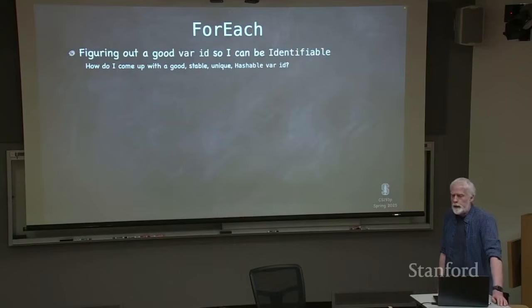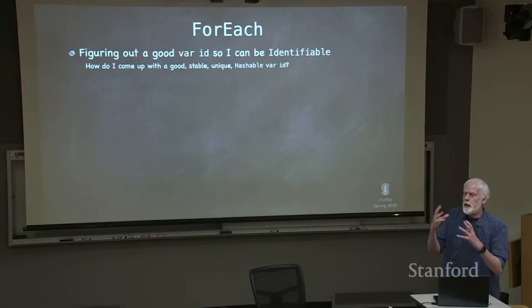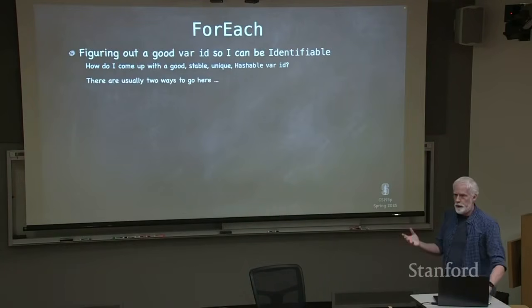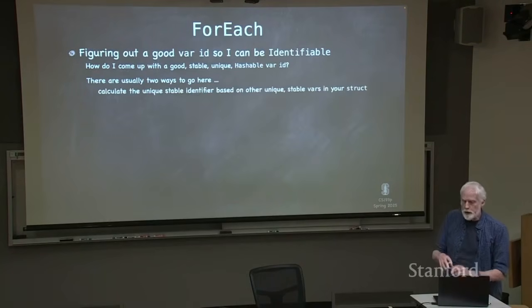All right. So what if I don't have a var that I can use and it's hard to figure out what one would be, but I want to implement Identifiable. Okay, I need Identifiable. How can I go figure it out? Well, there's two ways to usually implement Identifiable. One is to try and calculate one based on your vars. Okay, go through your vars. Is there some way to look at all your vars and calculate an identifiable thing that uniquely identifies you and is hashable and is stable?